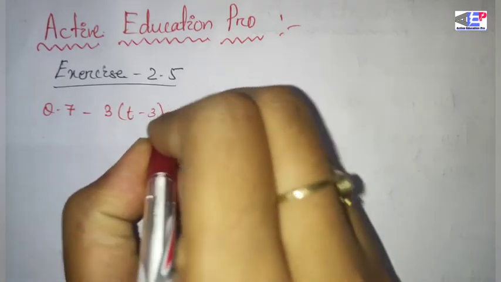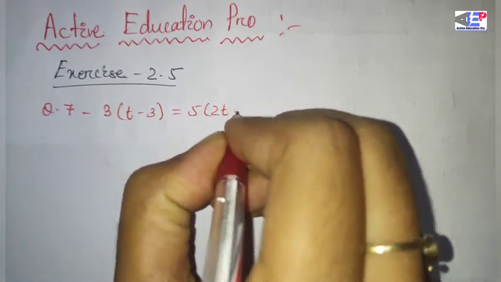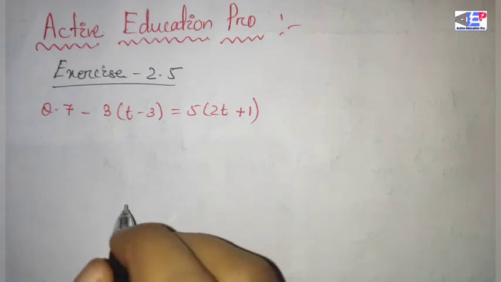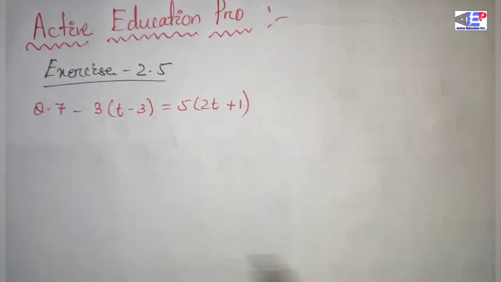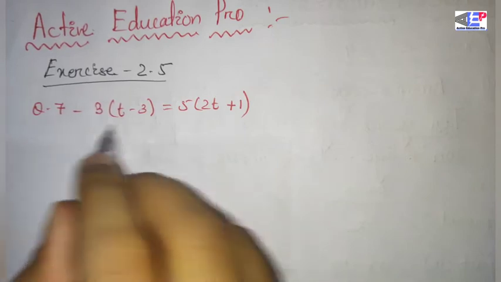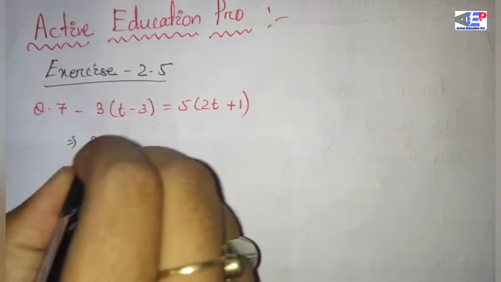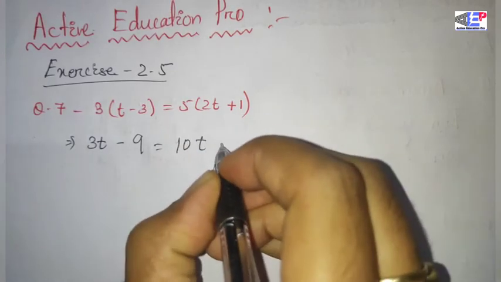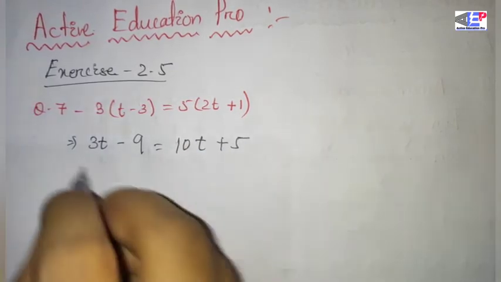3(t minus 3) is equal to 5(2t plus 1). This is the question. First open the bracket by simplifying it. 3t minus 9 is equal to 10t plus 5.